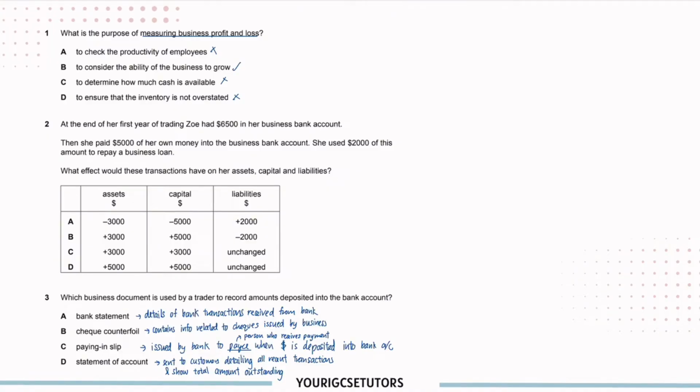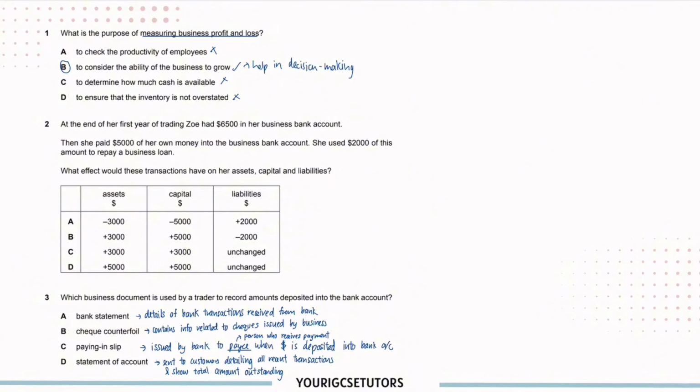the statement of profit or loss, which is the income statement, can help in business decision making. So B is the answer.